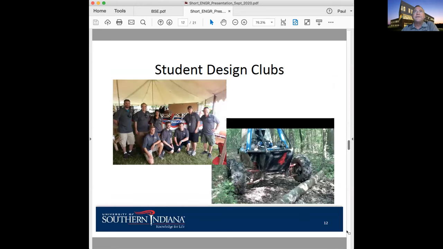So here's some pictures of those student design clubs. We've got our Solar Splash team here with the boat in the background. This one on the lower right, that's our mini Baja car going over a big log. And I'll tell you, those tracks they make for the Baja team are really brutal. It's giant poles and holes and rocks and boulders.